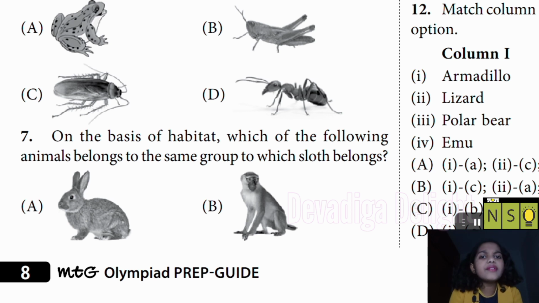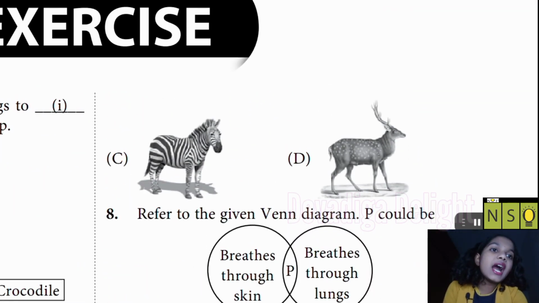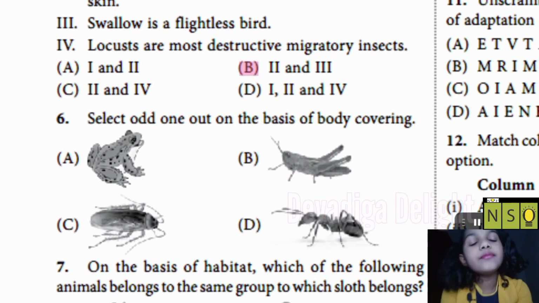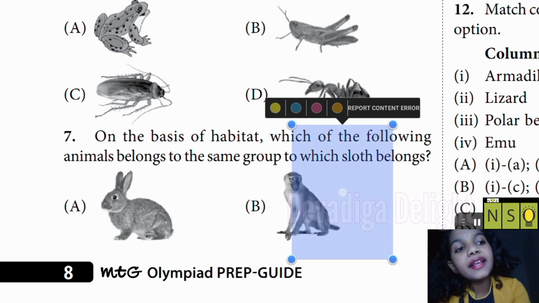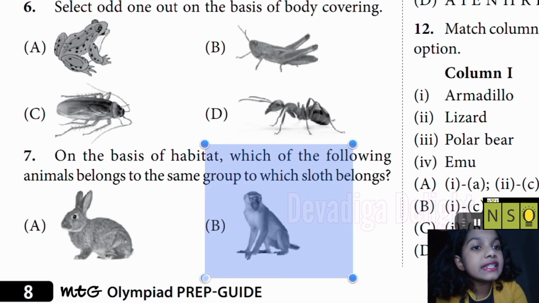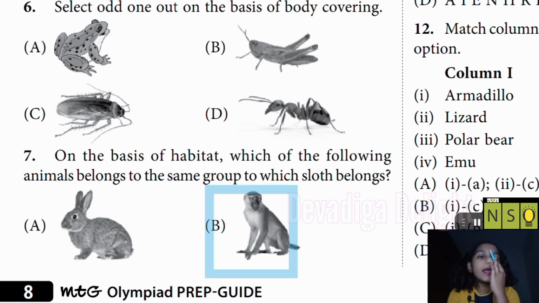On the basis of habitats, which of the following animals belong to the same group to which the sloth belongs? If you see, A is a rabbit, B is a monkey, C is a zebra, and D is a deer. A, C, and D, which are rabbit, zebra, and deer, are terrestrial animals which live on land. But the monkey, just like the sloth, is an arboreal animal, because it lives most of its life on the trees. So B is the right answer.